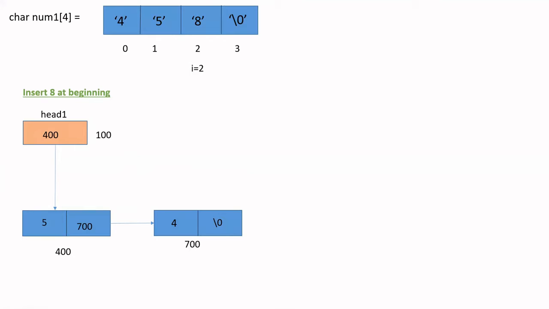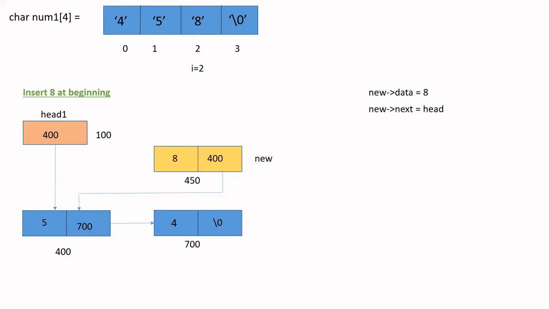So at index 2, we have the element 8. So we'll insert 8 again at the beginning. For that, again, we'll create a new node. We'll insert 8 in the data field of the new node. And as we are going to insert this node at the beginning, again we will store the address of the first node inside the linked list in the next field of the new node. So for that, we will assign next of new equals head, and we need head to point to the new node. So head equals new.